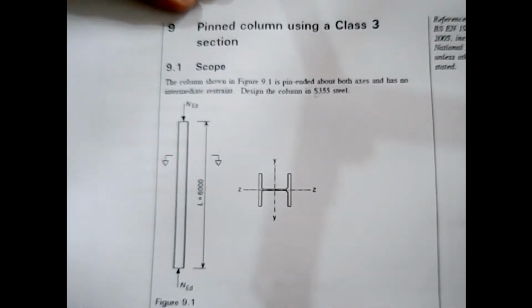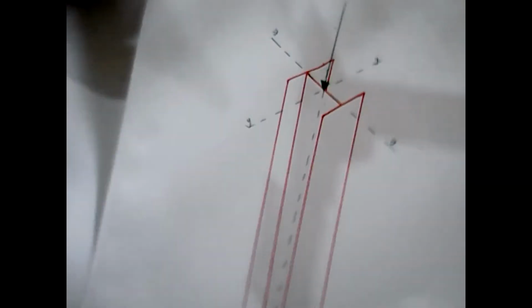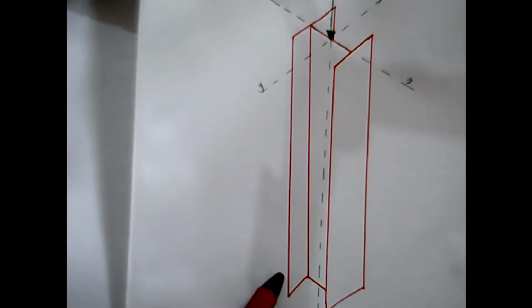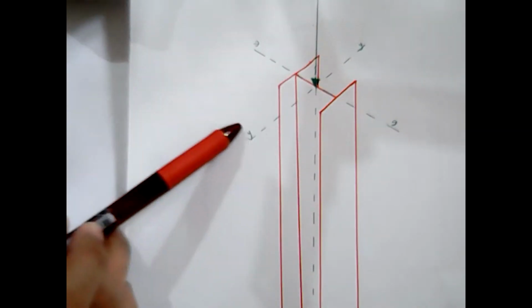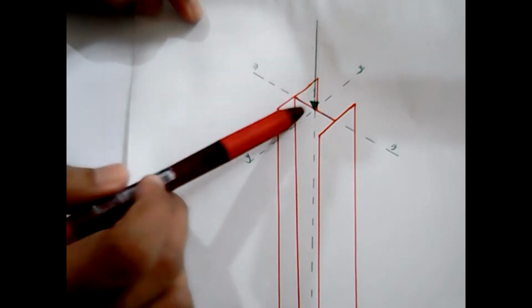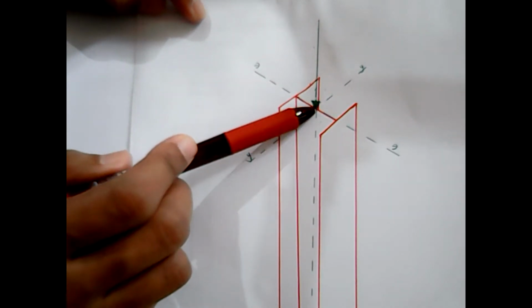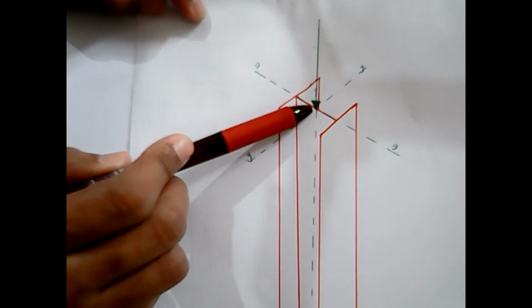If you look at these columns, the idea is that you have single columns, where this is the ZZ axis and this is the YY axis, and you have the load acting concentrically, meaning that it is acting directly on top of the centroid of the columns. That's what it means by concentrically loaded columns.